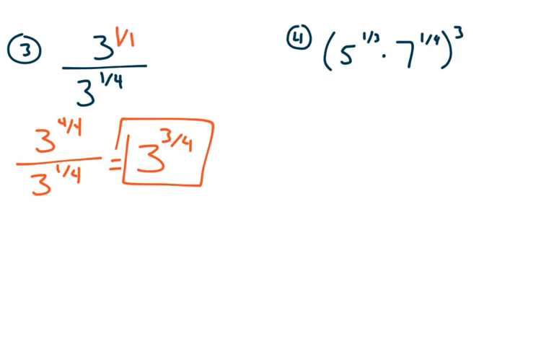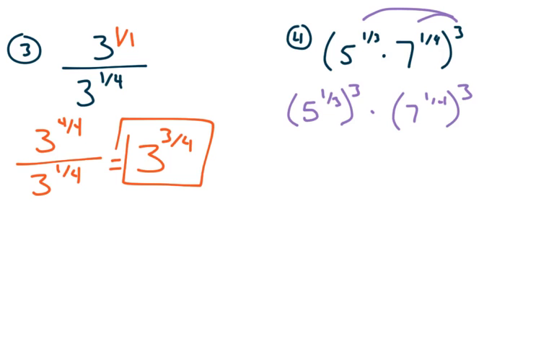The last one here, 5 to the 1/3 times 7 to the 1/4. Big picture, we got something times something else, so that's a product. We're raising that to a power. This would be an example where we could distribute that outer exponent of 3 to our product. So this becomes 5 to the 1/3 to the 3rd times 7 to the 1/4 to the 3rd power.